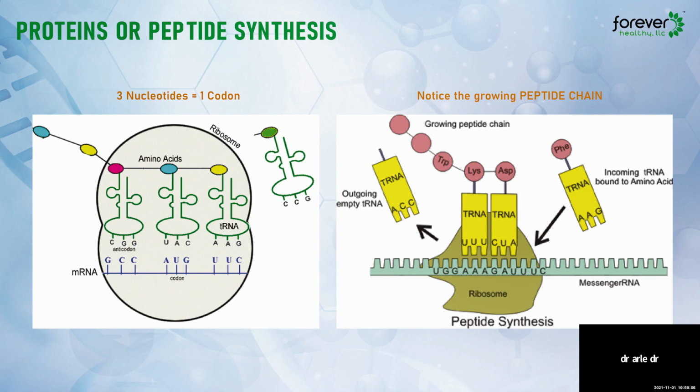So we now see the transfer RNA, which has 3 nucleotides that will attach to the messenger RNA to create the protein configuration. So notice the growing peptide chain on the right side. That is now the protein being created. And notice it is a combination of the different amino acids. So very obvious, my dear friends.